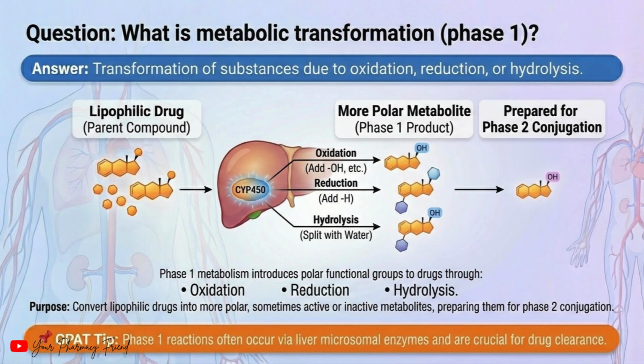What is metabolic transformation? Phase 1. Phase 1 metabolic transformation involves oxidation, reduction, or hydrolysis of substances. This process introduces polar functional groups to lipophilic drugs, making them more water-soluble and sometimes altering pharmacologic activity. Phase 1 reactions prepare drugs for Phase 2 conjugation and are primarily mediated by liver microsomal enzymes.